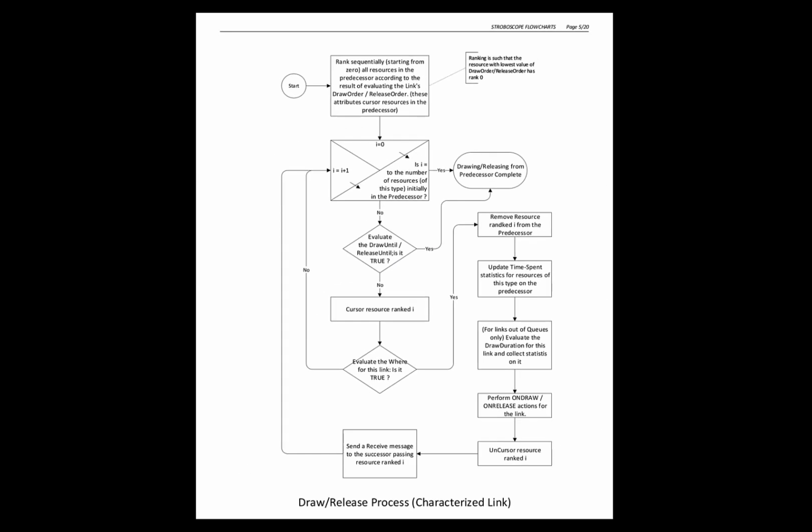The remaining flowcharts examine Stroboscope's logic in more detail and are available in the Stroboscope dissertation. They will not be described in this presentation. Understanding these flowcharts, and especially the first 5 flowcharts that describe the process by which Stroboscope performs a simulation, is key to understanding how to model operations in Stroboscope.